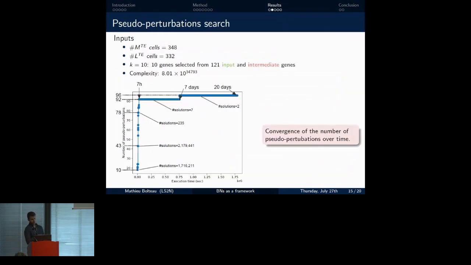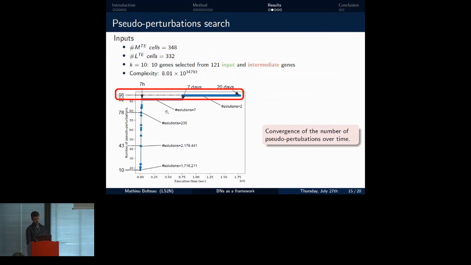Have a look now at the pseudo-perturbation search. Here we fix k equal to 10. That means we search to select 10 genes among the 121 input and intermediate genes from the PKN. Here we have a combinatorial problem with a huge complexity. Regarding the result, as a function of the execution time of the program, we can observe the number of pseudo-perturbations. And we can conclude that we have a convergence of the number of pseudo-perturbations over time.